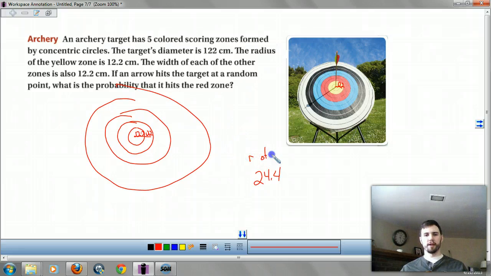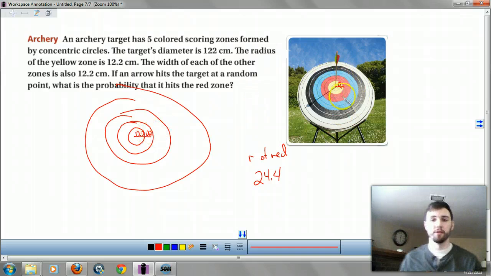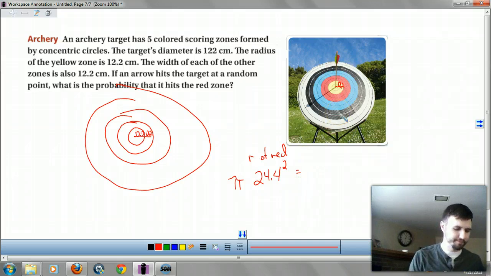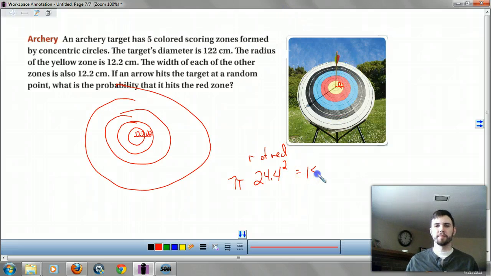It's my radius of red. Okay? So now I have to find the area of that beast. Well, that means I'm going to have to find the area of the big circle and subtract from it the area of the yellow circle. Okay? So I'm going to do pi times 24.4 squared equals 1,870.38.